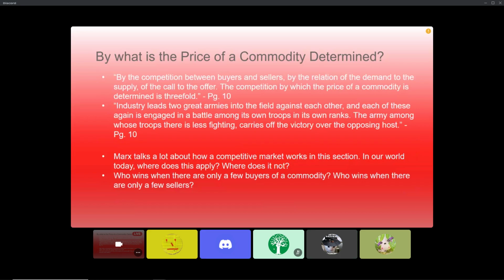I mean, Marx is not saying that this applies to competitive markets only, because there's an army among whose troops there is less fighting, which might as well apply to imperialists like Walmart, who dominate the labor market of some towns. You are making the exact point I was hoping somebody would make.